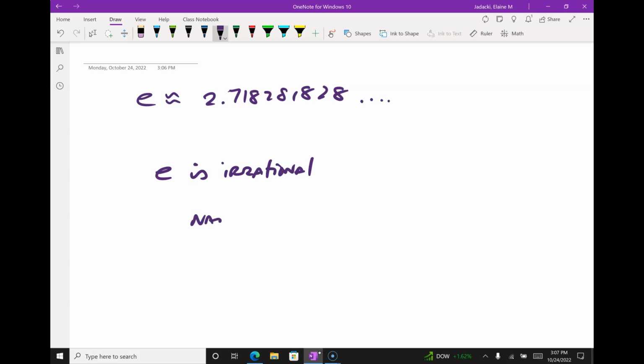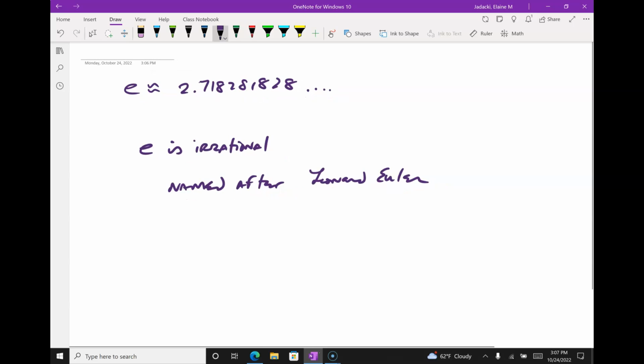It's named after Leonhard Euler. Euler is his real name. I like saying Euler. Are we supposed to know that E is 2.71? No, it's on your calculator, just like pi is. It turns out E is kind of interesting.